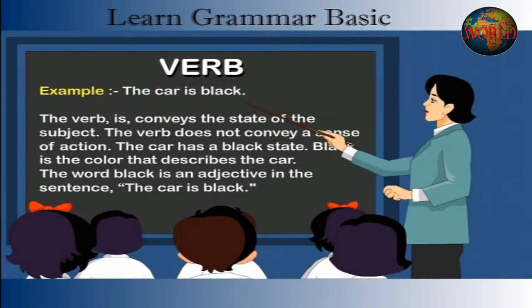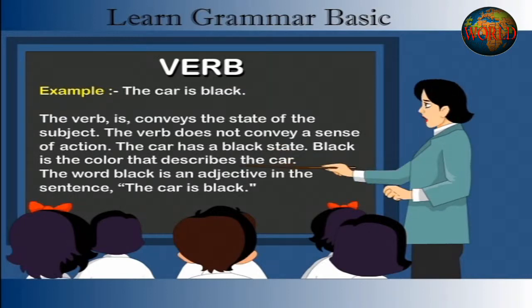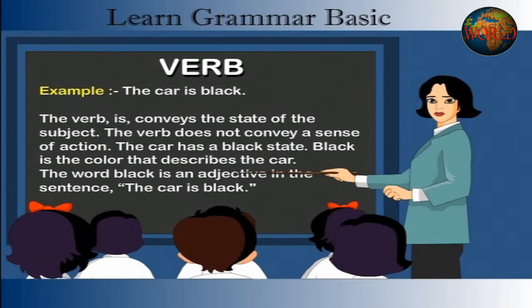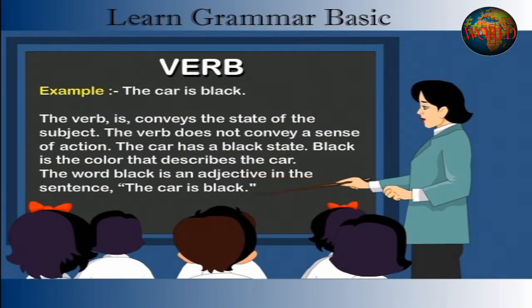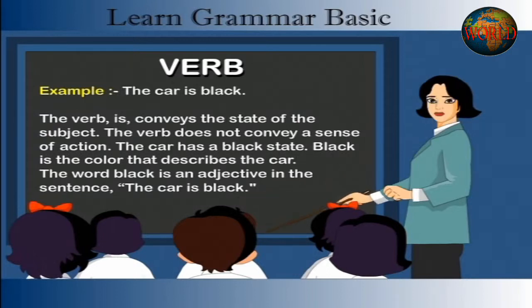Example, the car is black. The verb is conveys the state of the subject. The verb does not convey a sense of action. The car has a black state. Black is the color that describes the car. The word black is an adjective in the sentence, the car is black.